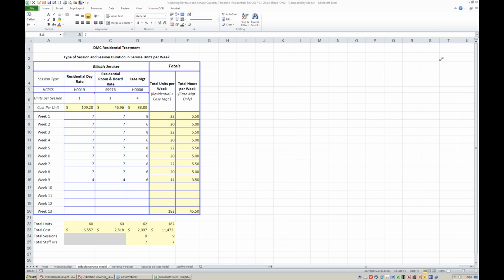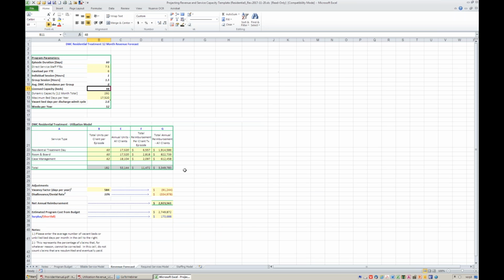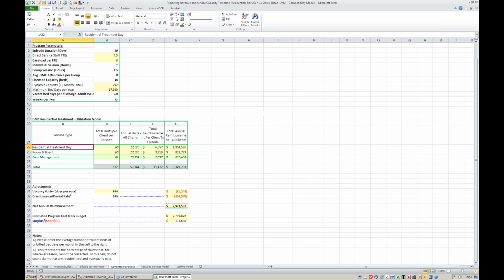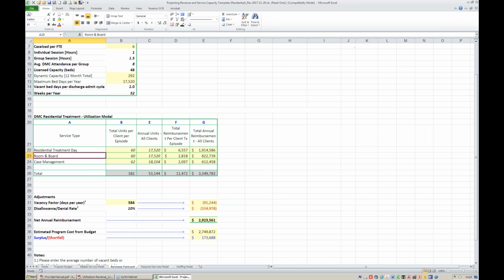Okay. All right. So again, this is your model. This is the best case. And so now we'll look at revenue. This is for the billable work. The room and board, and we've got it here, residential treatment day. Let me expand this. So the residential treatment day, room and board, case management. These are the things you get paid for.